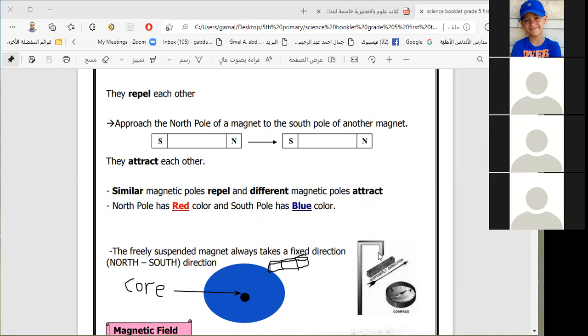Yes, my son. Do you have a question, Ahmed? You get it? The core of the Earth is made of iron. So the Earth is like a huge magnet. So any magnet takes the north and south direction because it is attracted to the north and south direction of the Earth, the geographical north and south. Is it easy? I have a question, mister. I have a question. Please go ahead.